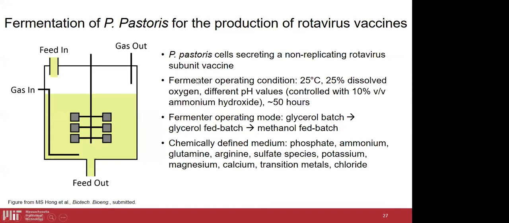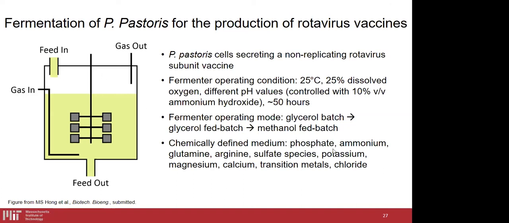It's operated at given conditions, and the situation is that first I have glycerol in my reactor, and I start the reaction and my cells start growing. And then after a while, I add more glycerol into it. And then after a certain amount, I have reached my threshold in cell density, or I have enough biomass in my reactor, and then I would add methanol. And methanol itself is what causes the production of this non-replicating rotavirus subunit.